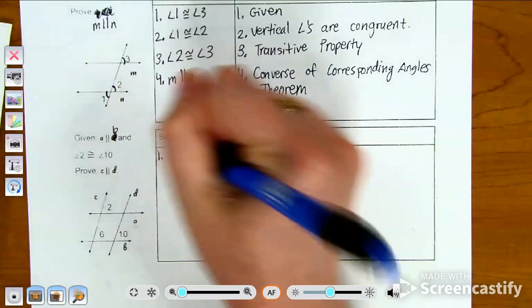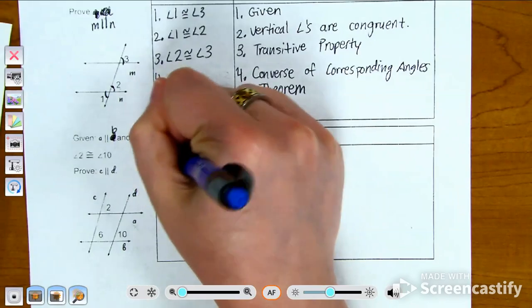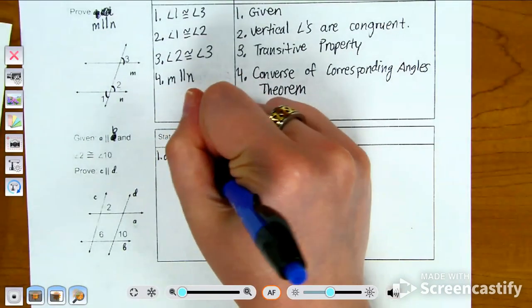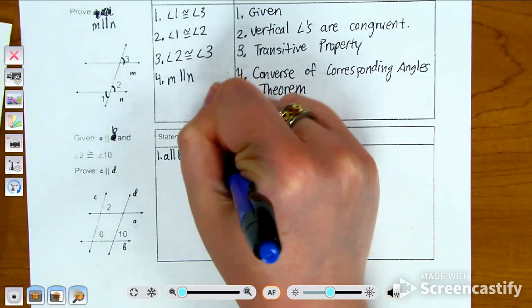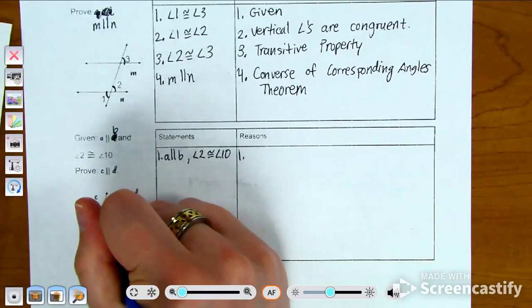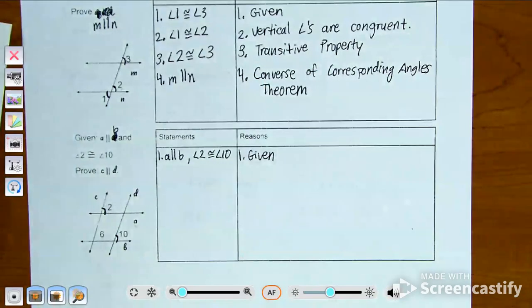So our first statement will just be to copy whatever the given information is. So line A is parallel to line B, again, fixing that typo. And we know that angle 2 is congruent to angle 10. So I'm going to go ahead and mark that in my diagram. So angle 2 up here is congruent to angle 10. The reason is that it was given to us.